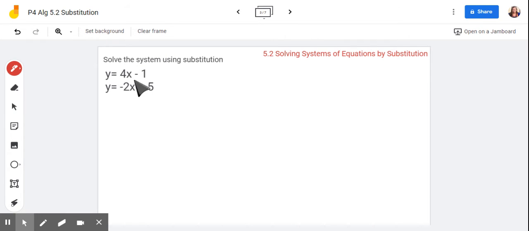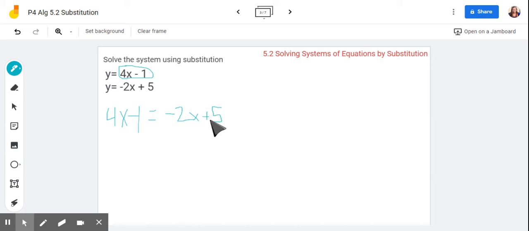So I can choose either of these to be my blob. I'm going to go ahead and use the top equation because it's positive numbers. So I circle everything after the equal sign in my y equals equation. Then I'm going to substitute it into the second equation for y. So I have 4x minus 1 equals negative 2x plus 5.